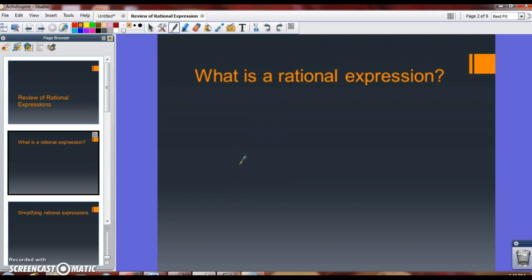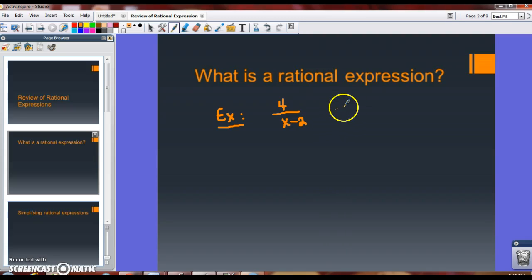This should be familiar to you, probably haven't done it in a while, but a rational expression is simply the quotient of two polynomials, right? So we did a whole long review on polynomials and what they are. And then a rational expression is just the quotient of those. So some examples of a rational expression would be something like 4 over x minus 2.